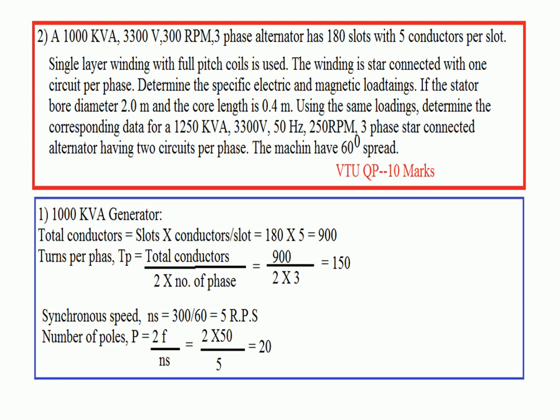Next problem: a 1000 kVA, 3300 volts, 300 rpm, 3-phase alternator has 180 slots. Here 2 alternators are given. For the first alternator, you have to determine specific electric loading and magnetic loading. Another alternator is given, 1250 kVA. You have to use the earlier data only, the specific magnetic loading and electric loading of the first one. You can determine the second calculations.